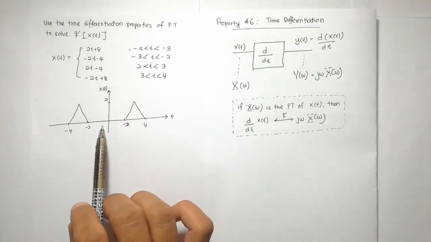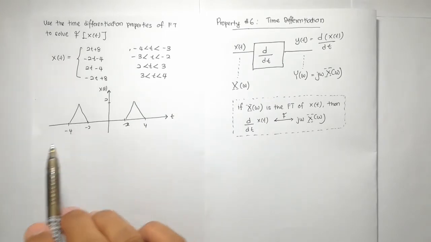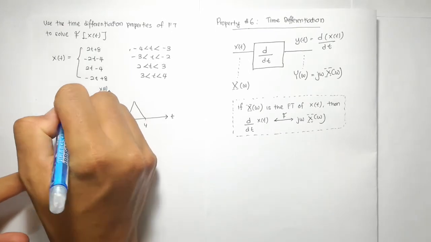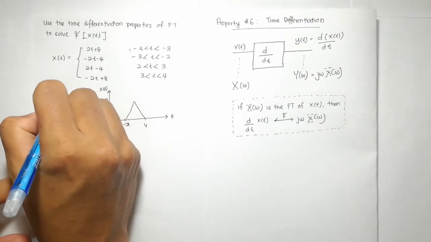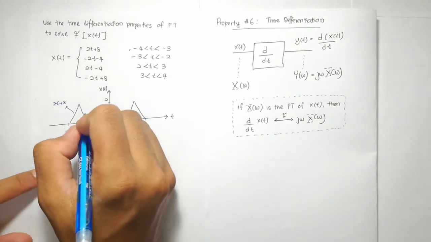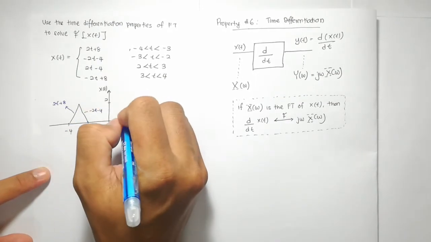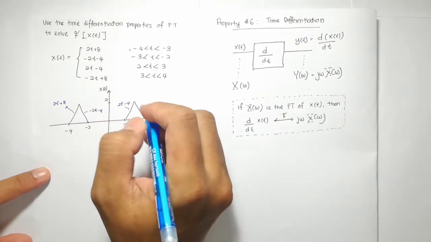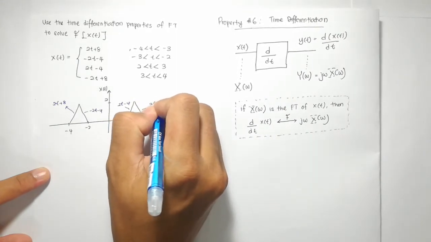If you draw this graph, we will have this one for 2t plus 8, limited from t more than negative 4 and less than negative 3. Then this will be negative 2t minus 4, and then this one is 2t minus 4, and then this straight line will be equal to negative 2t plus 8.